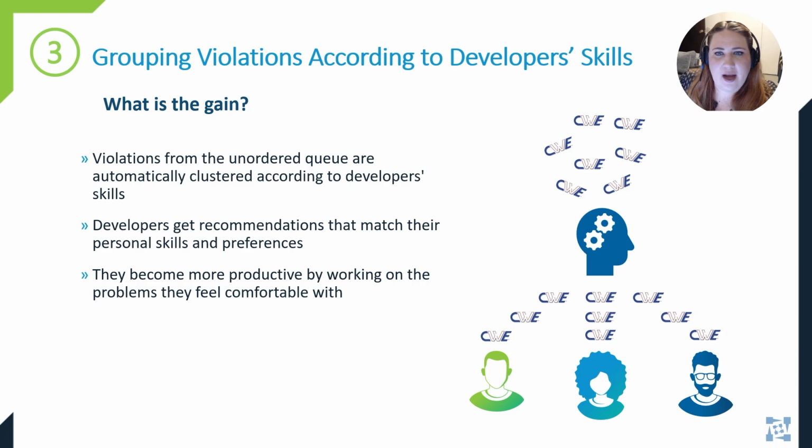So how does this actually optimize the remediation process? Well, violations from the unordered queue are now automatically clustered according to developer skill sets, helping developers to know immediately which of those violations they should focus on for remediation. Developers get recommendations that are matching their personal skills and preferences. And that helps them to become more productive because they're working on problems that they feel confident and comfortable in fixing. This also improves that overall developer experience of using static analysis.